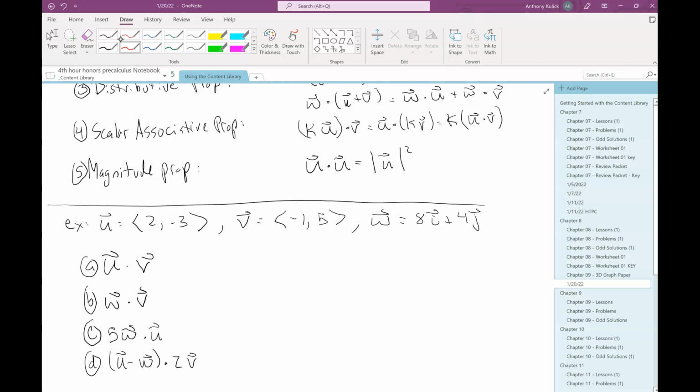All right, let's do some numeric examples here. So u dot v, that's going to be u1 times v1 plus u2 times v2, or just negative 17.